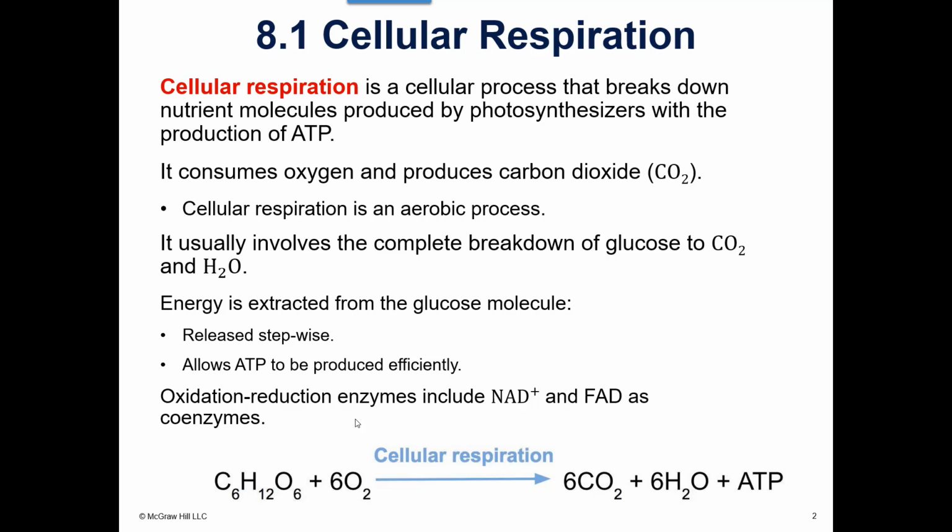Energy, that ATP, is extracted from the glucose. We know that sugar has energy in it, but we're going to break it down to really try to get out all the energy that is in there. So it's released stepwise, and it allows ATP to be made as efficiently as possible. Now we are going to have some oxidation reduction reactions and enzymes, and some that are going to be predominantly found in cellular respiration are NAD plus and FAD. These, as well as some coenzymes, are going to be key players as electron carriers.